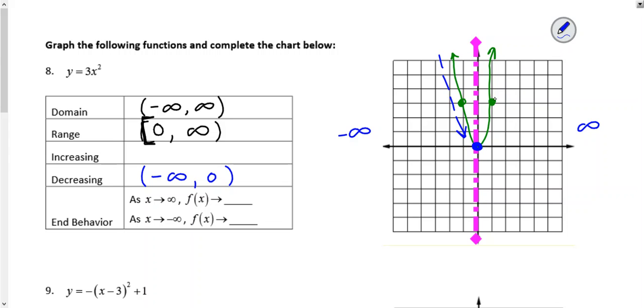So now I have to figure out what's happening on the right side of the graph. Well, starting at my point at the bottom, keep tracing my graph. I will be increasing. So I'm increasing from 0 to positive infinity because I'm on the right side of the graph now.